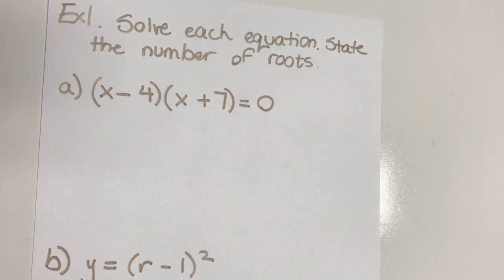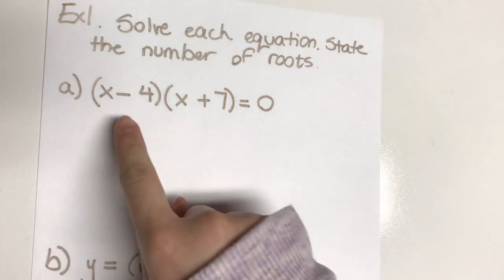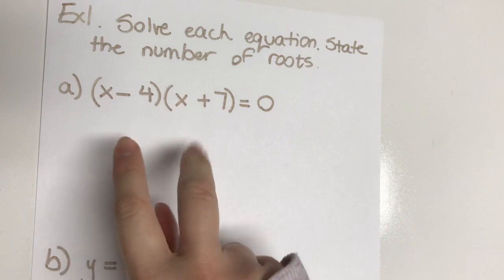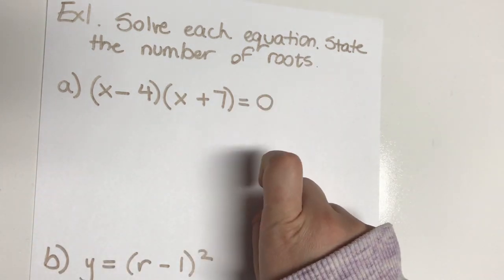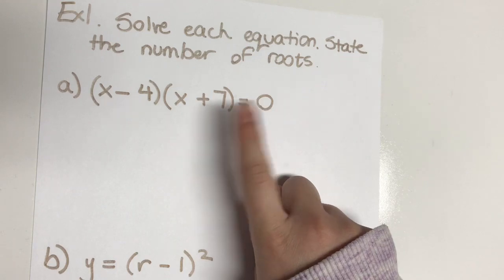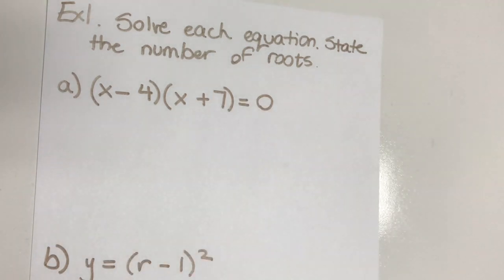All right, so it asks us to solve each equation and to state the number of roots. Remember, when it says to solve the equation, that means for what values of x is the product here going to equal 0? Or in other words, what are the x-intercepts, because the y value here is 0? Or in other words, what are the roots? Those are all different ways of saying the same thing.